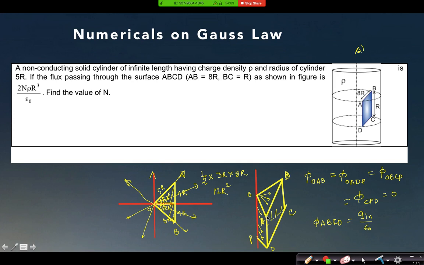Can I multiply this 12r square with the height BC to find the volume? Yes, sir. So the volume is 12r square multiplied by r, so 12r cube is the volume. So what is the charge inside? Can I say it is 12r cube into rho? So 12r cube into rho divided by epsilon naught should be the answer of this question, right? Yes, sir.